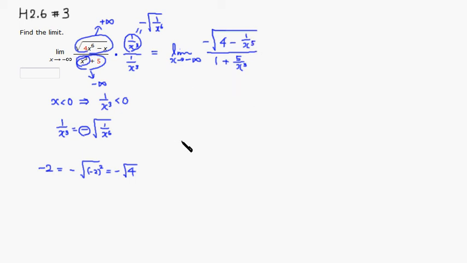Then we can take the limit. 5 divided by a huge negative number approaches 0, and in the same way, 1 divided by a huge number goes to 0. So what's left is negative square root of 4, which is negative 2, over 1. So it's negative 2. The limit is negative 2. That's it. I hope that this was clear.